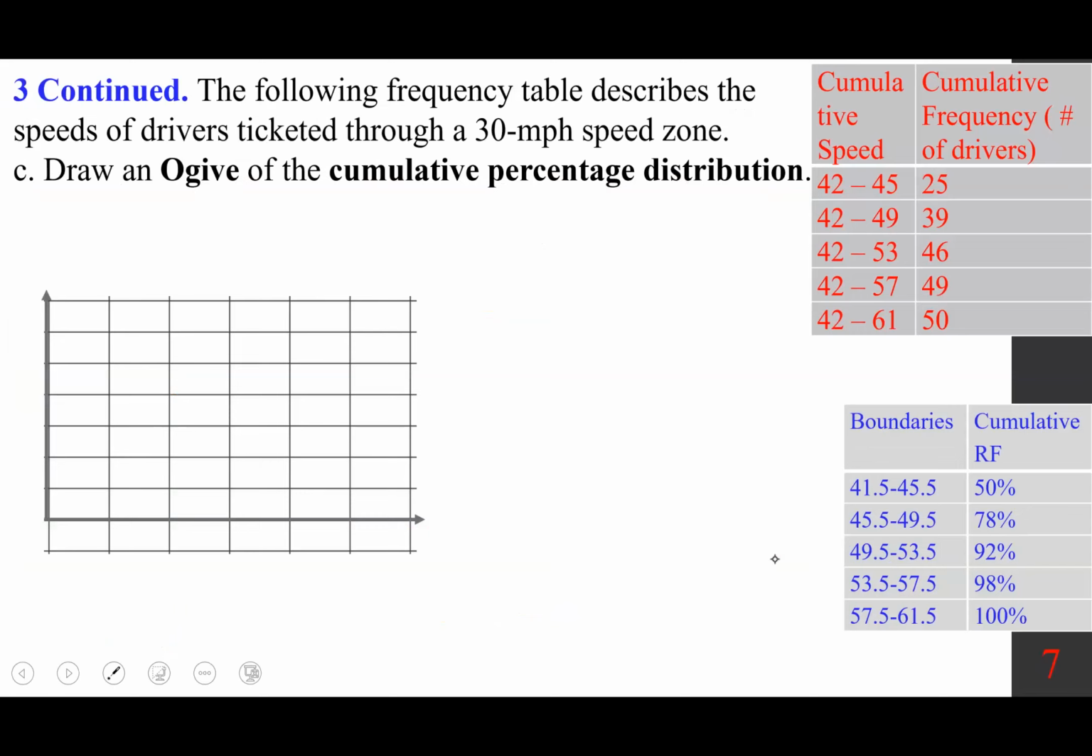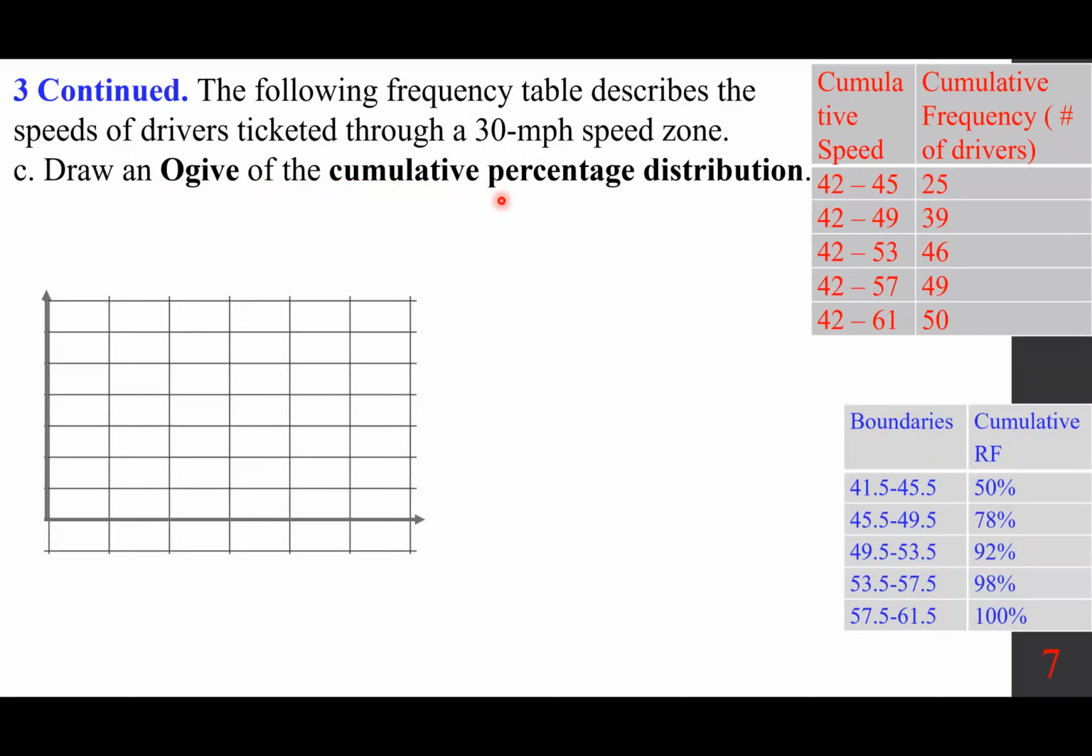All right. We are looking at the same question. The following frequency distribution table describes the speed of drivers ticketed at 30 miles per hour. The same thing. And reminding you of what we have calculated, the boundaries and the relative frequencies. And we are asked to draw an ogive of the cumulative percentage distribution. What is an ogive? How do we graph it?